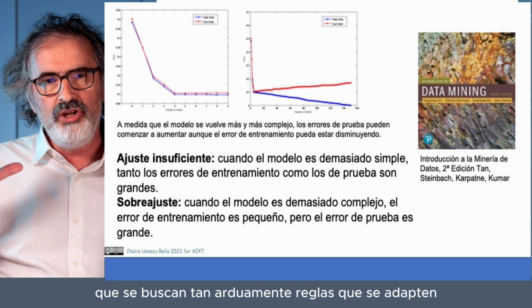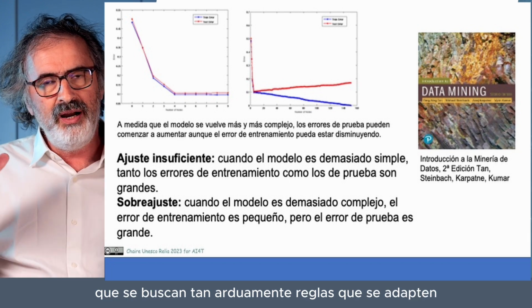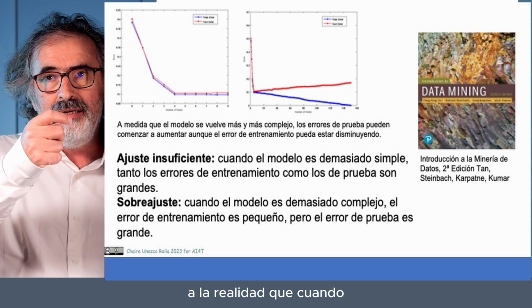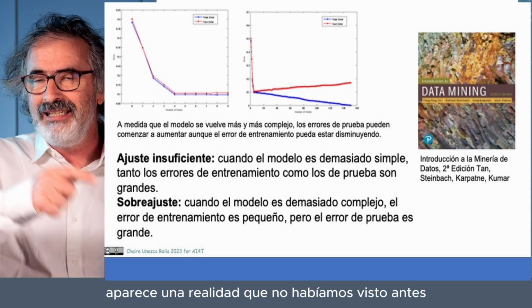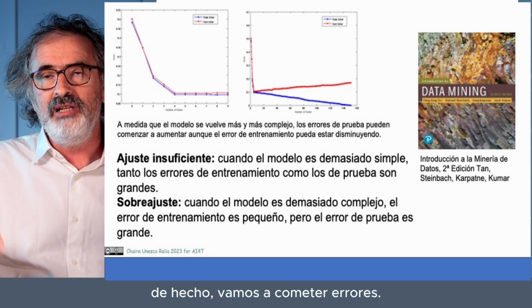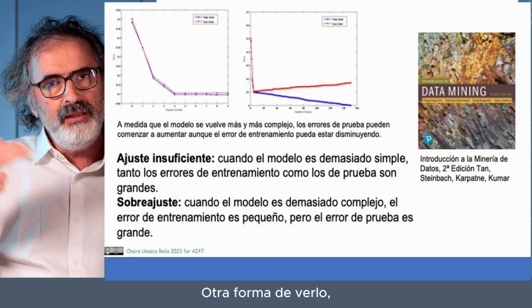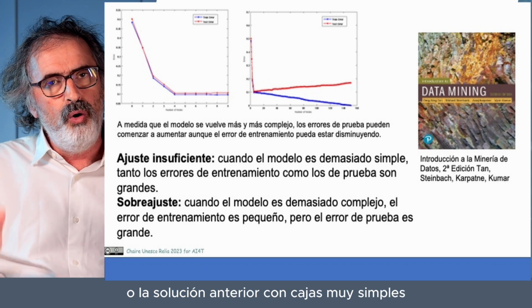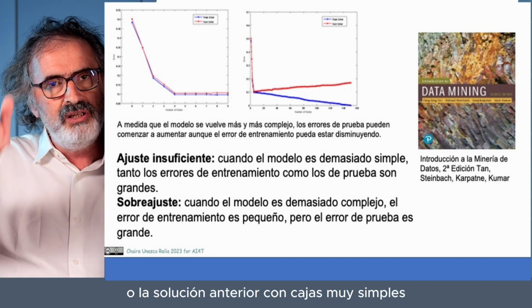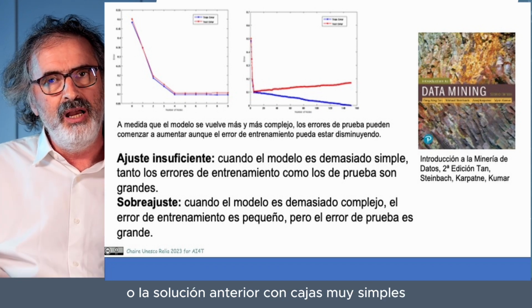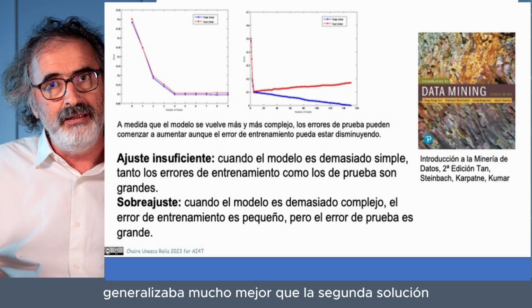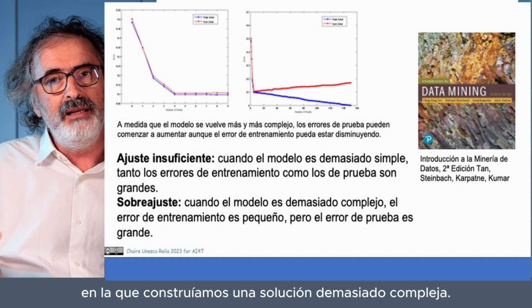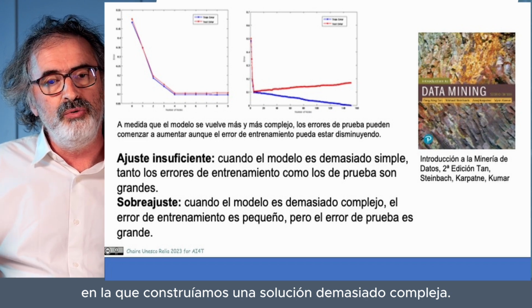Overfitting means we aim so hard to find rules that adapt to the reality that when a reality that we haven't seen before appears, we're actually going to make mistakes. Another way to see things is that we are failing to generalize, or the earlier solution with just very simple boxes was generalizing much better than the second solution in which we were building a too complex solution.